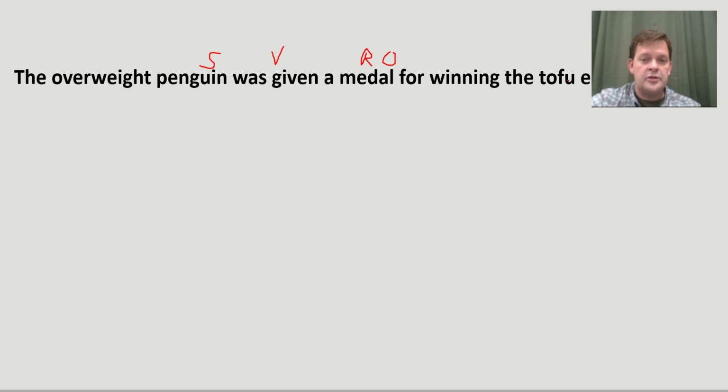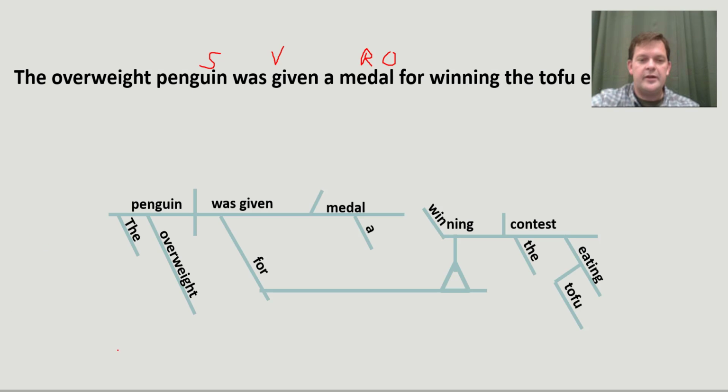And then for winning the tofu eating contest, it's a prepositional phrase modifying several things. And then in there, you have a participle and another verbal. So diagram that if you can. Do your best at it, and then we'll look at the example. Okay, let's look at the example. Let's look at this done. So penguin is, as we said, the subject.